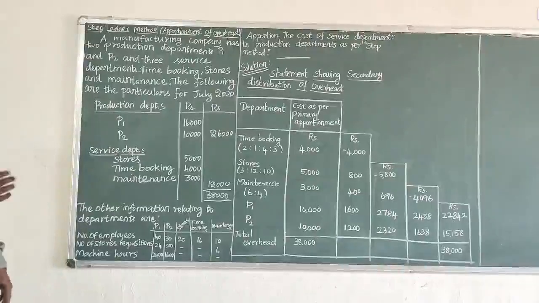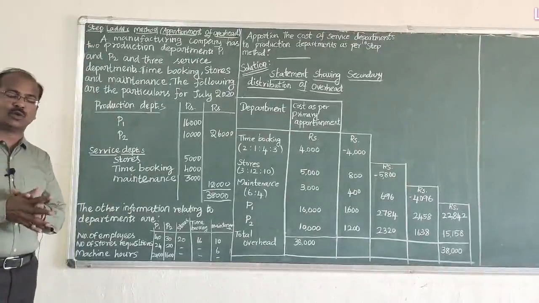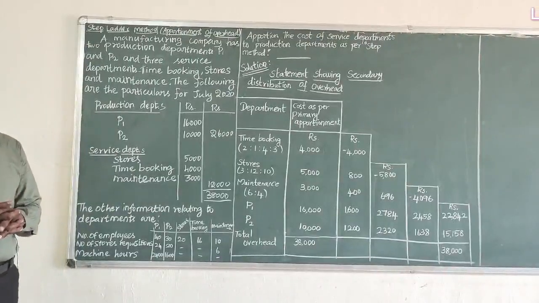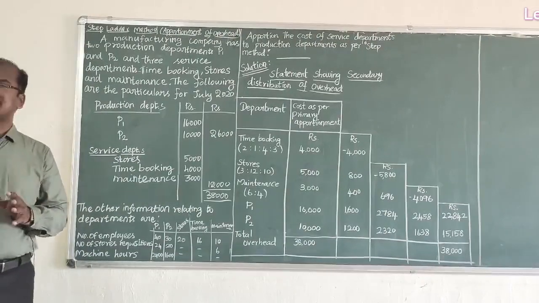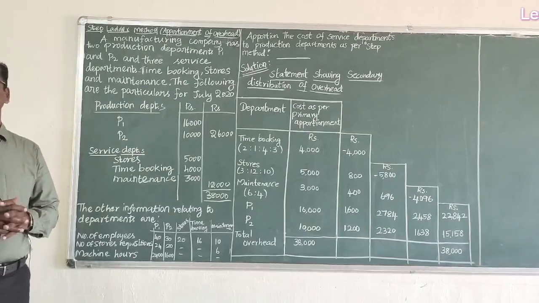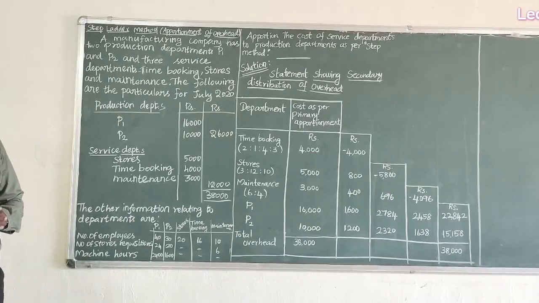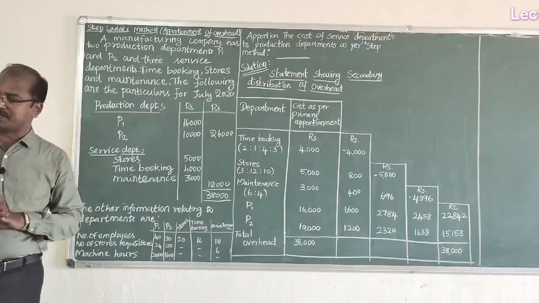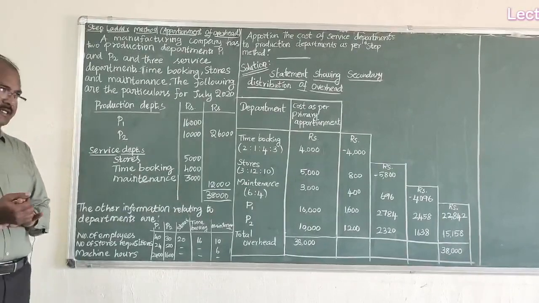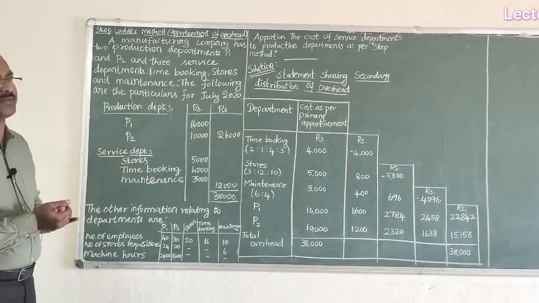Hi everyone, in this video I am going to take you through an interesting problem related to the topic reapportionment of overhead following step ladder method. This is one of the very interesting topics in cost accounting and especially from the chapter allocation and apportionment of overheads. Let us get into the details of the problem.